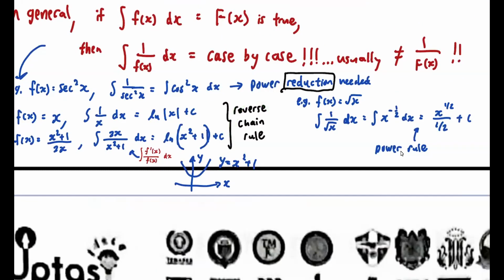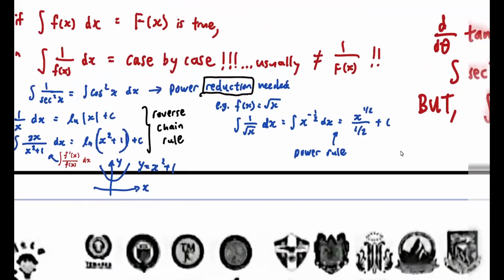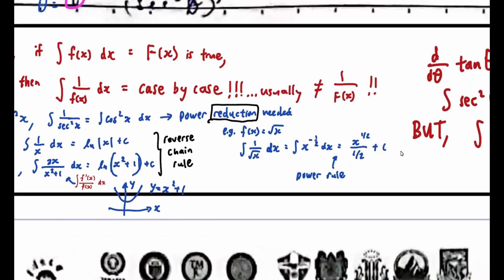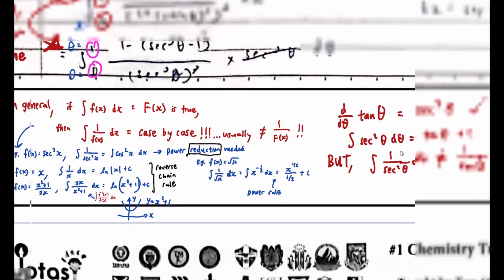Then how about if f(x) equals square root of x? Then you get 1 over square root of x. In this case, you just need to realize that square root of x, use your power rule, bring it on top. You get x power negative half. Then this is just algebra. Then after that, integrating x power negative half, just add 1 to get new power, divide by new power. You get x power positive half over positive half. Minus half plus 1 is positive half. So the conclusion here is do not simply flip it around. Not that simple, okay?